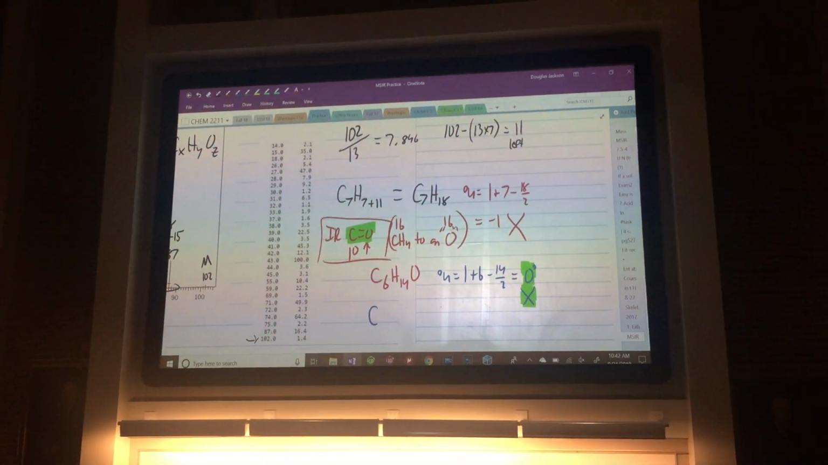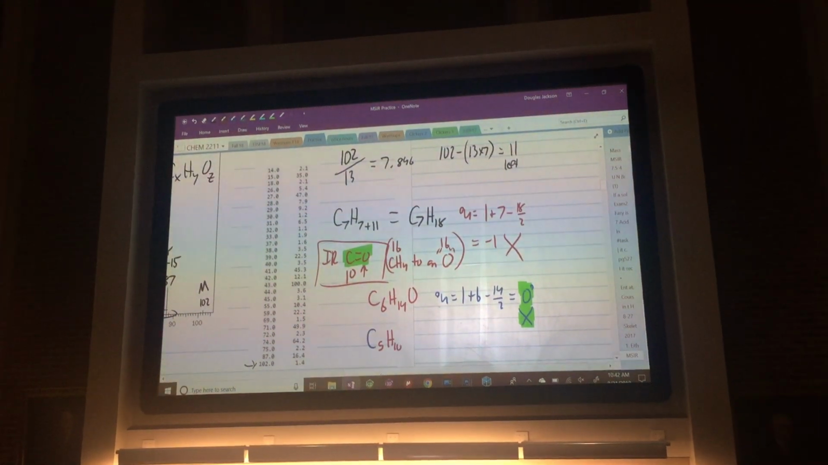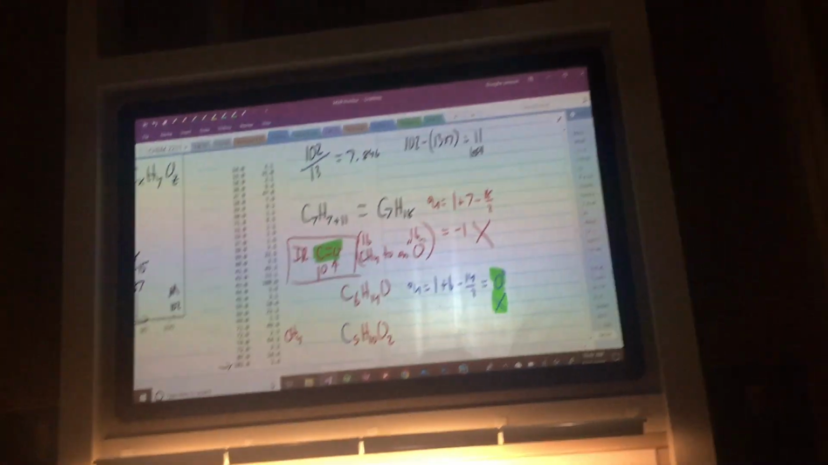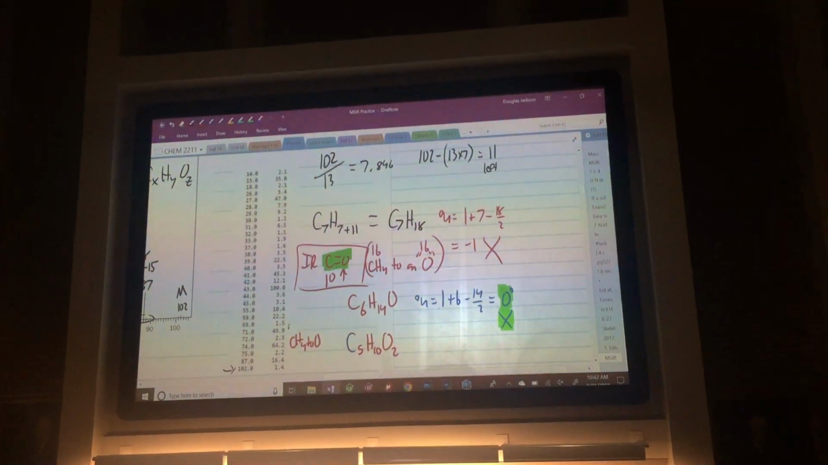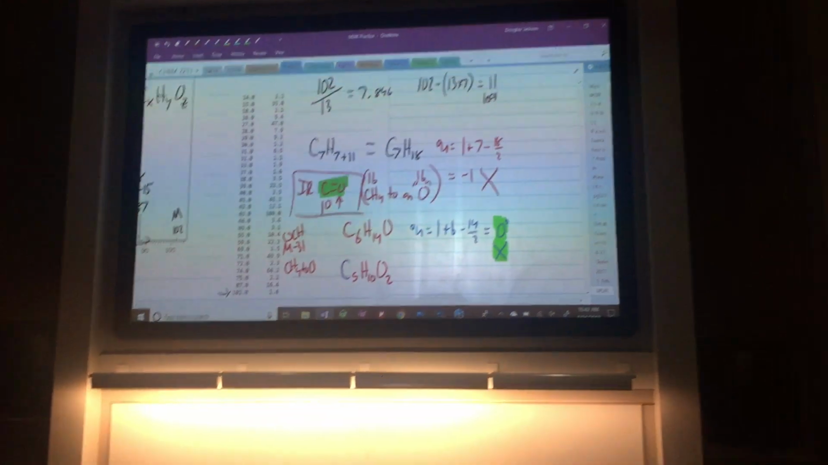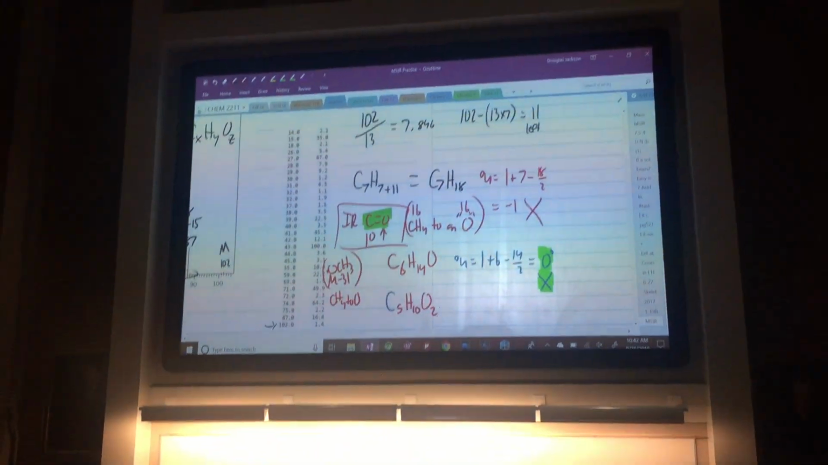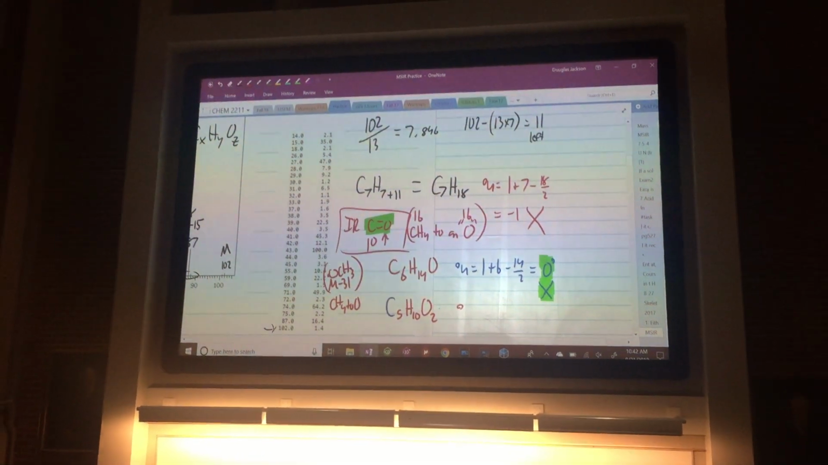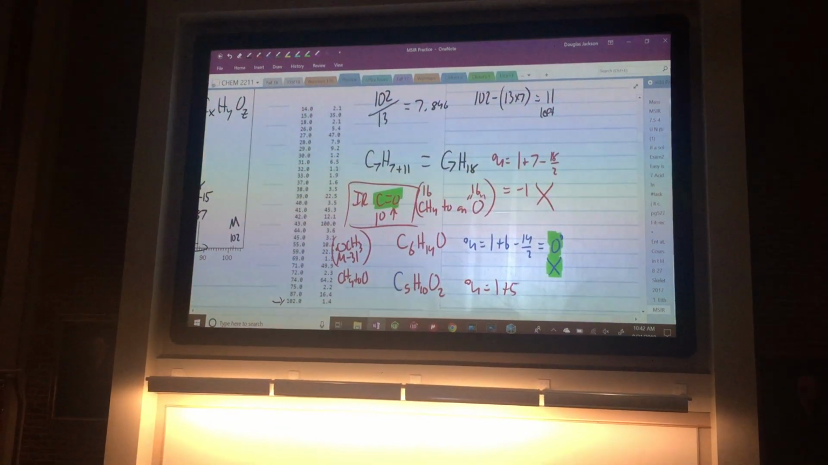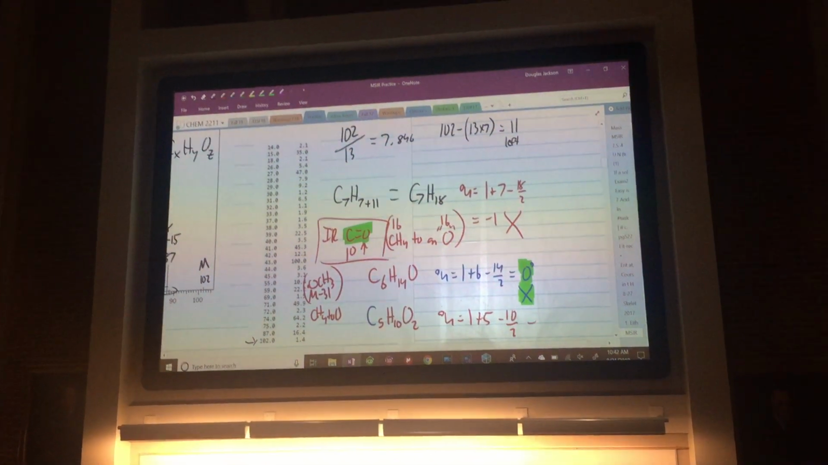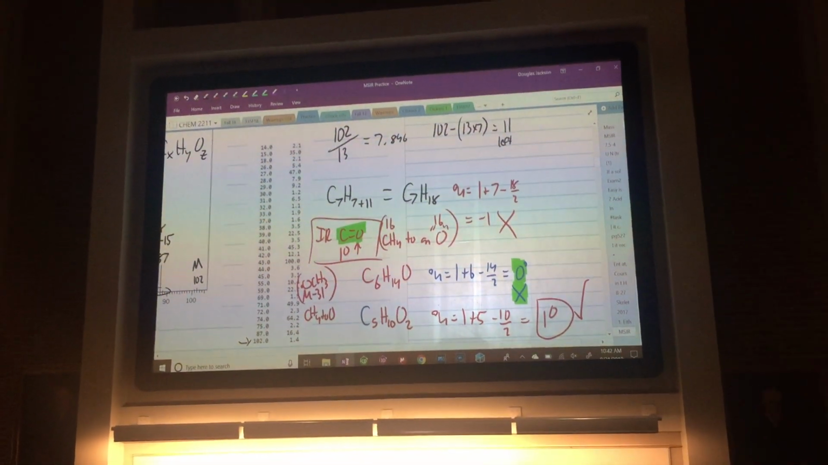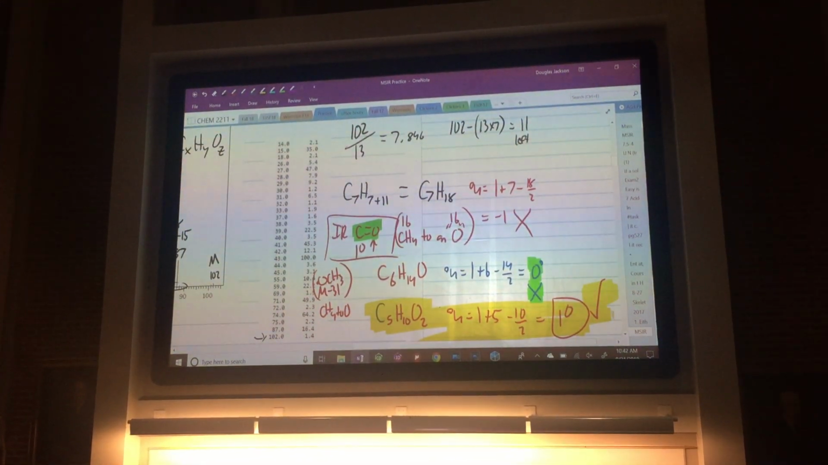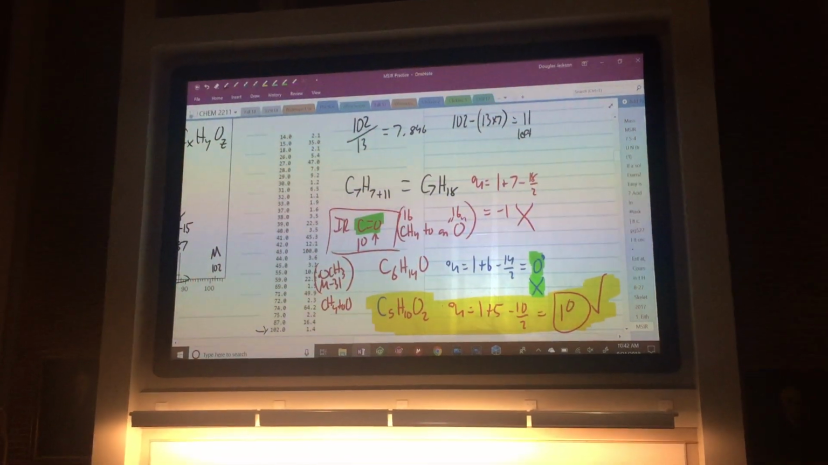And check your work. C5H10O2, again, CH4 to O. Why? M-31 is OCH3. Do a CH4 to oxygen. Does this make sense? 1 plus 5 minus 10 over 2 is 1 degree. Finally, we make sense. It agrees with our IR. It also agrees with our mass spec.